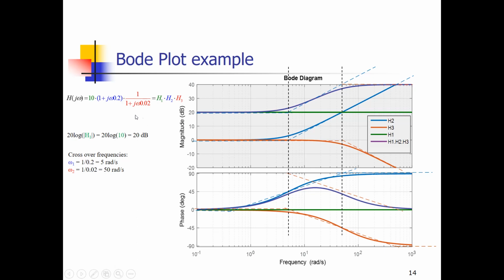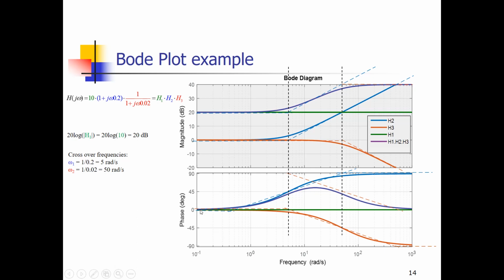For the red system H3, we have done that in examples before. We have seen that at the cutoff frequency, the phase is minus 45 degrees. And for low frequencies, the phase is 0 degrees. And for high frequencies, it's minus 90 degrees. So now we can add up all phase plots, which gives us the purple phase plot, which is depicted over here. This is the real phase plot. And you can also do it by adding the asymptotic lines.